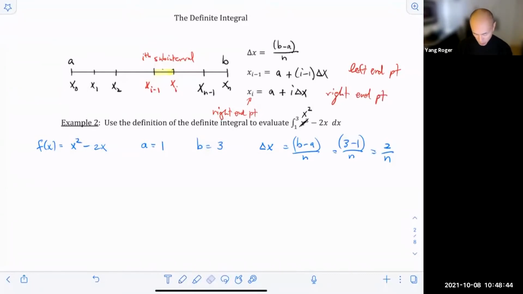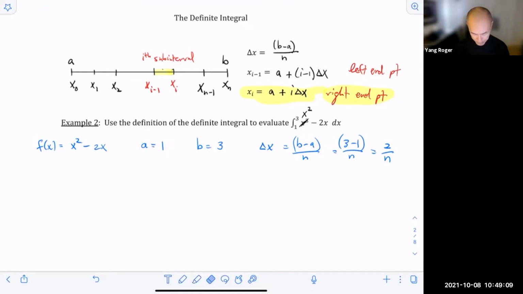When we do the 4.2 questions, we're really going to focus on the right endpoint because that's easier to work with. So we'll use this right endpoint over here. Are there any questions for me so far? All right, cool.